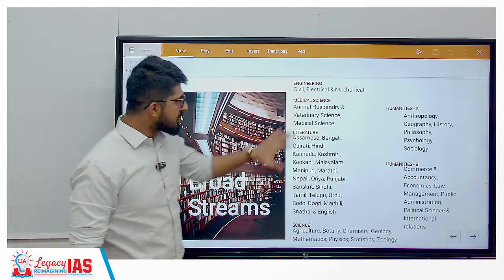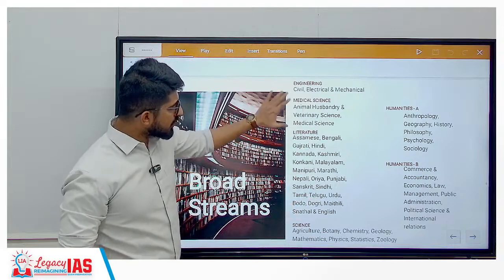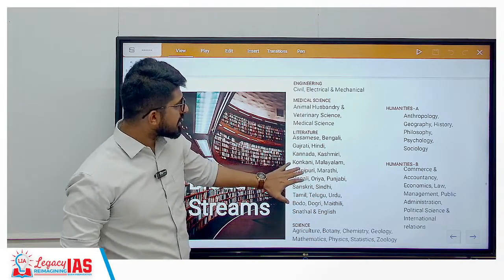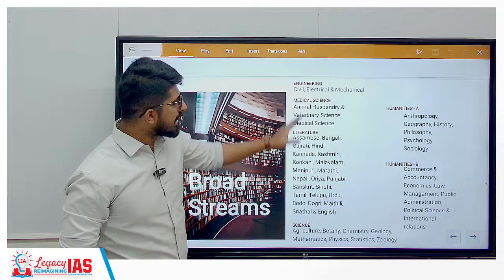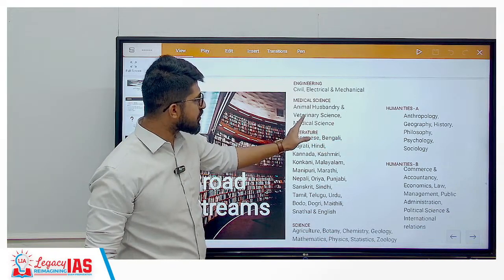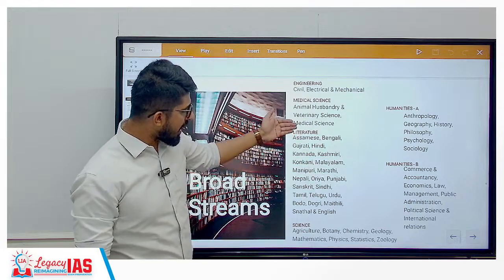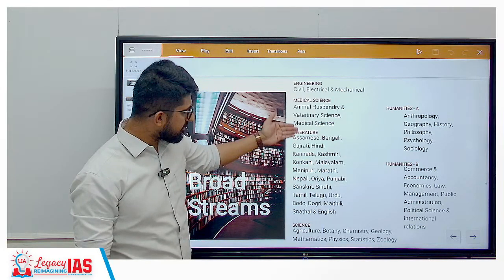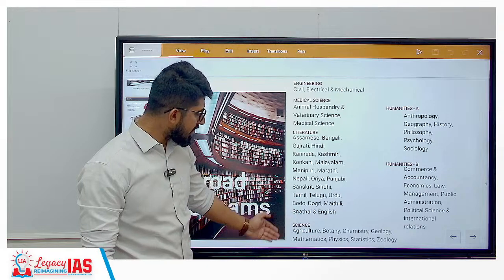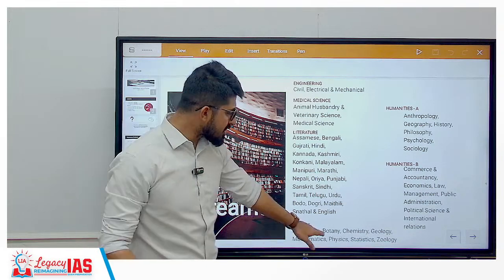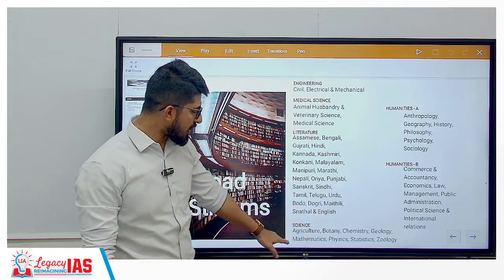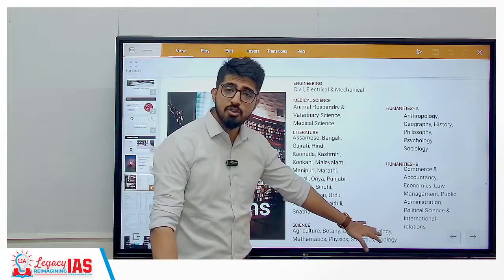Okay, so these are the optionals that are available, a total of 48, right? So in engineering you have 3: civil, electrical, mechanical. In medical science you have animal husbandry and veterinary science, and medical science. Then you have 22 plus 1 literature subjects, which is 23. And in sciences you have agriculture, botany, chemistry, geology, mathematics, physics, statistics and zoology.